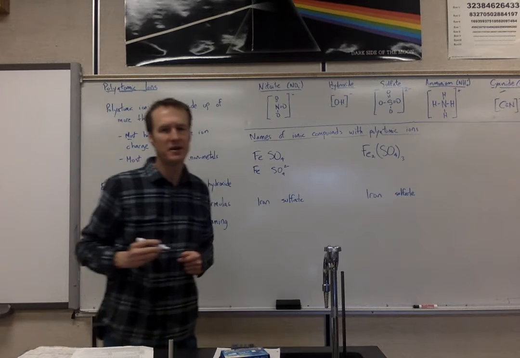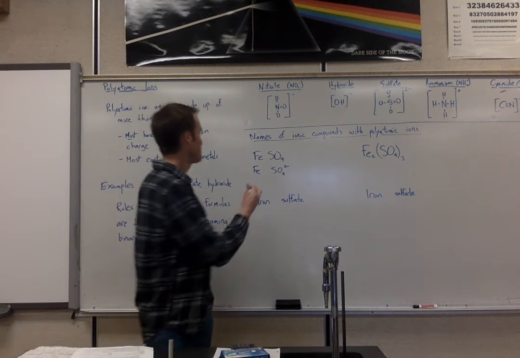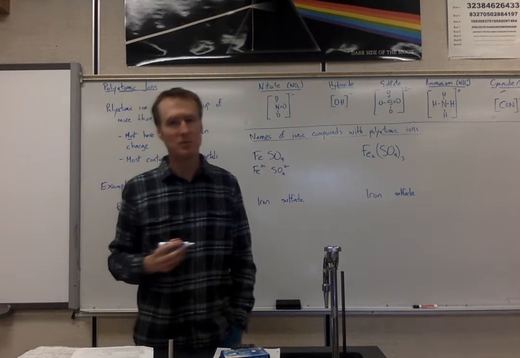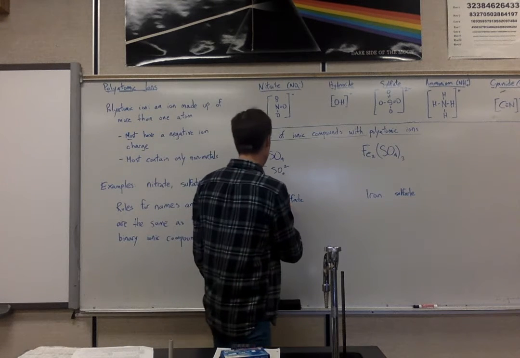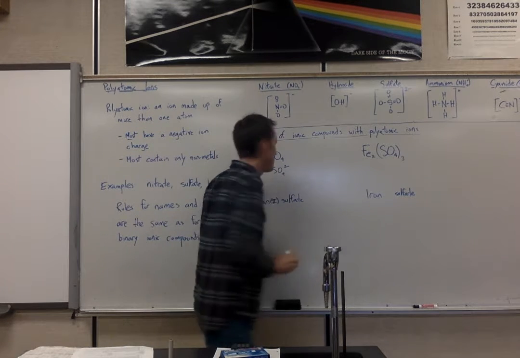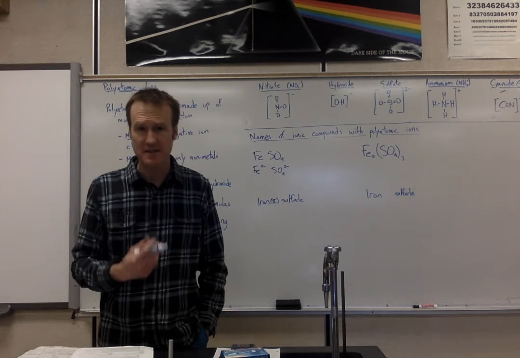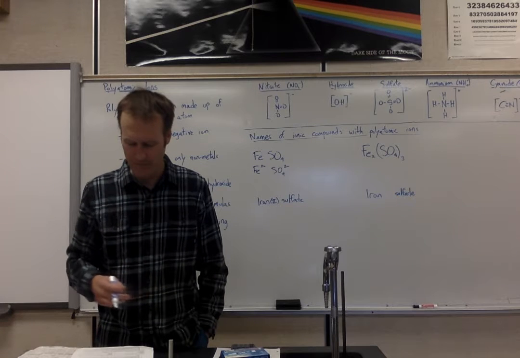In the name for an ionic compound, the electric charges always have to balance. So that 2- has to be balanced by a 2+. And now we have enough information to make our formula. This is iron 2 sulfate. Done. That's the formula for FeSO4 that you see there in the table.